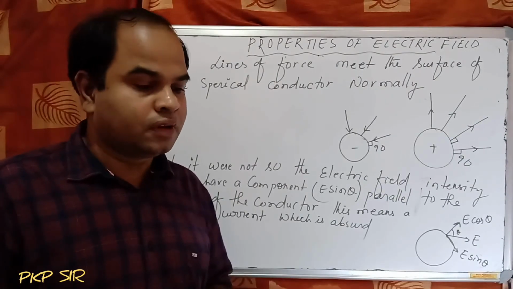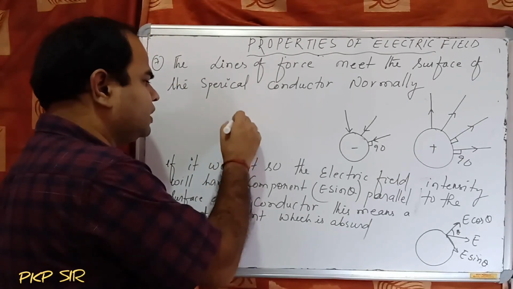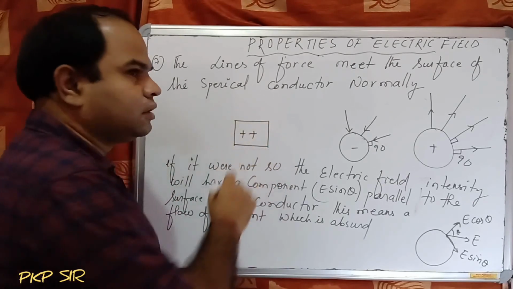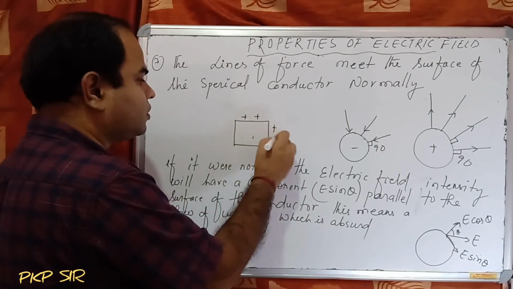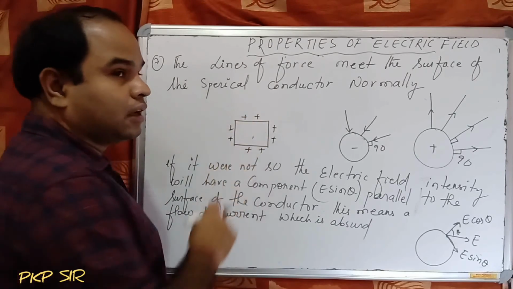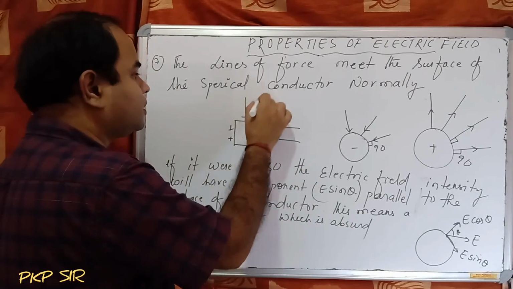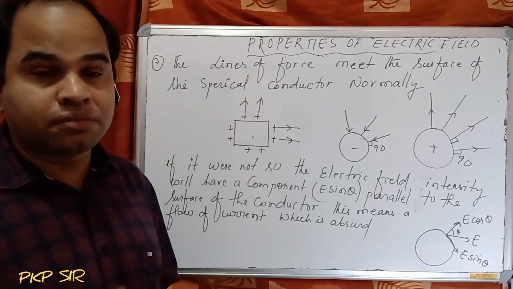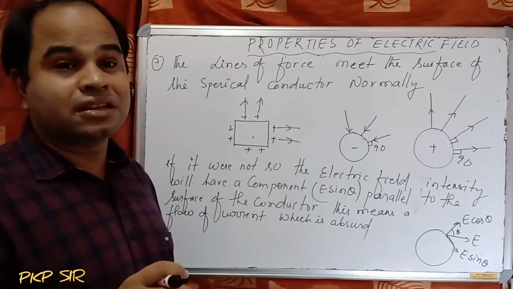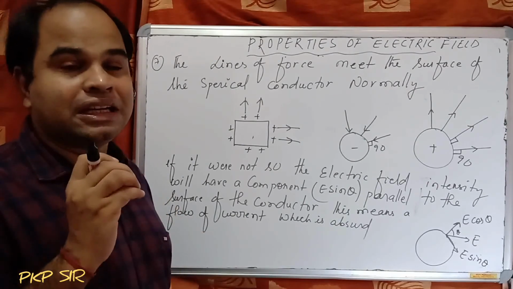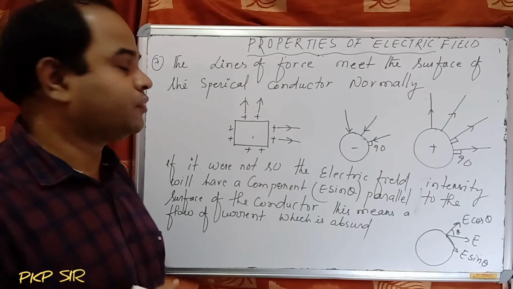Next property. We discussed that when we give a charge to a conductor, the charge comes to the surface of the conductor. When the charge comes to the surface, it produces an electric field outside of the conductor. That means an electric field due to a charge inside the conductor is not possible.